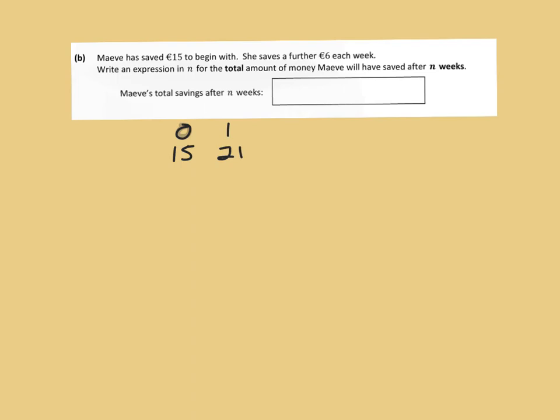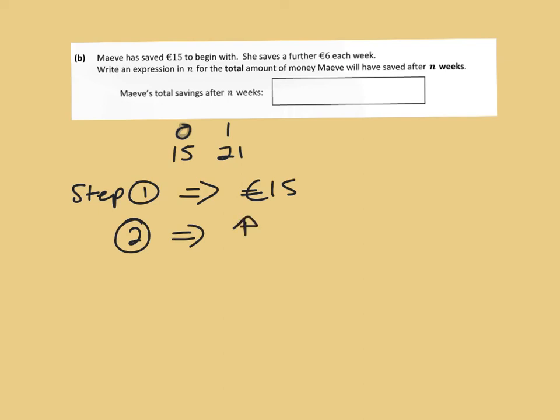Okay, so what I'm going to do here again, step 1, write my starting point. So my starting point is that Maeve had €15 to begin with. Okay, my step 2 then is that it increases by 6 each week, so that's going to be plus €6. Okay, I'm just writing the euro signs in here just so that you're not as confused. And then part 3, put it all together.